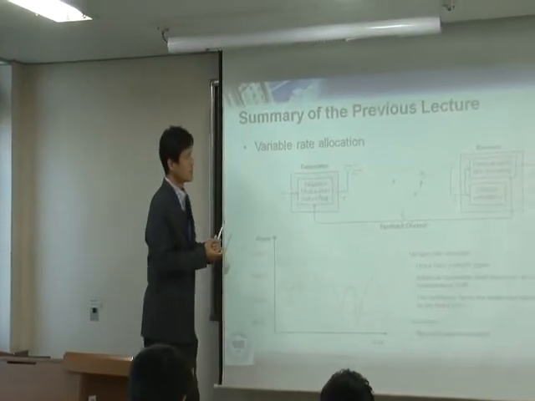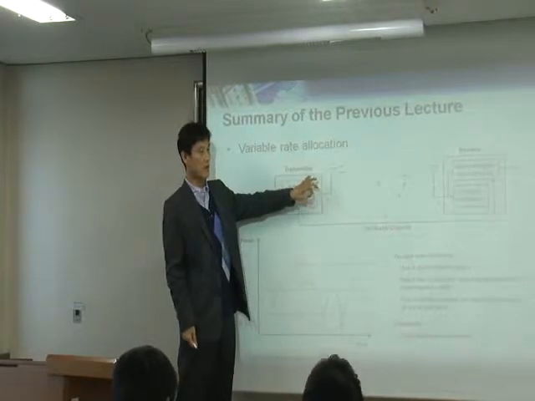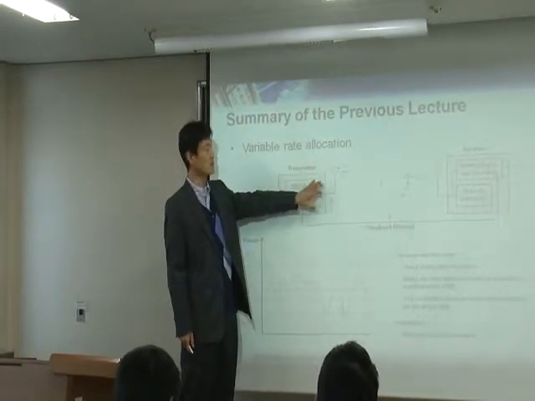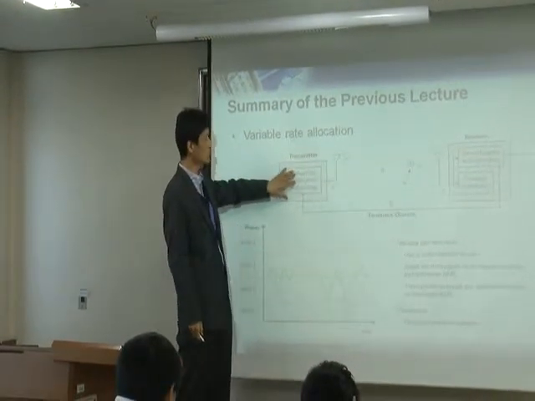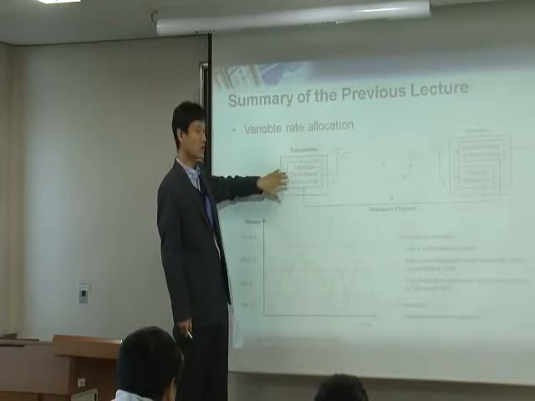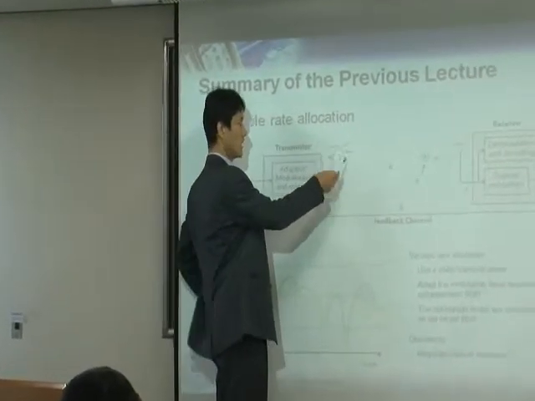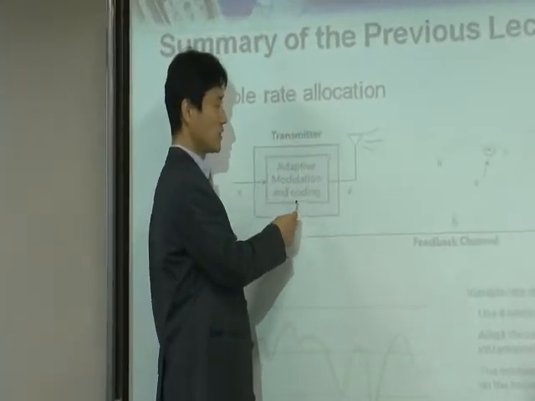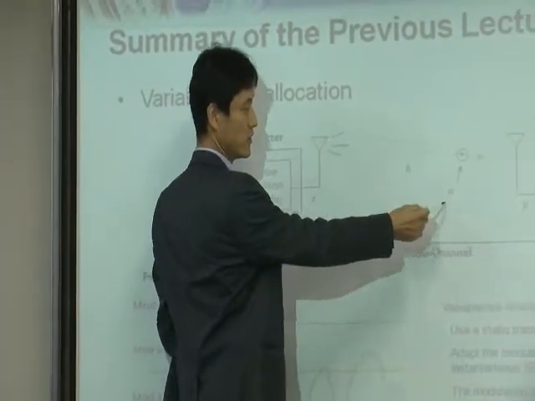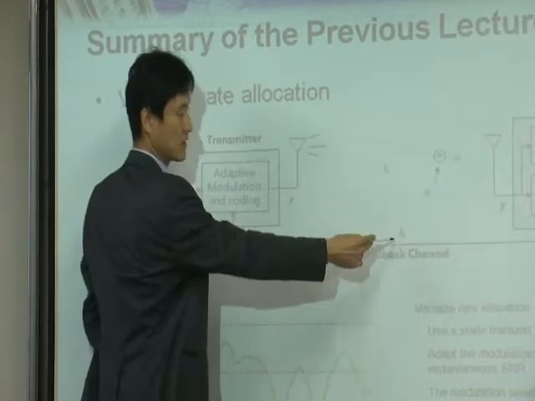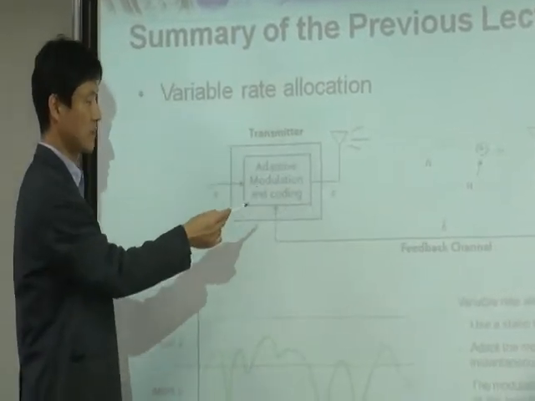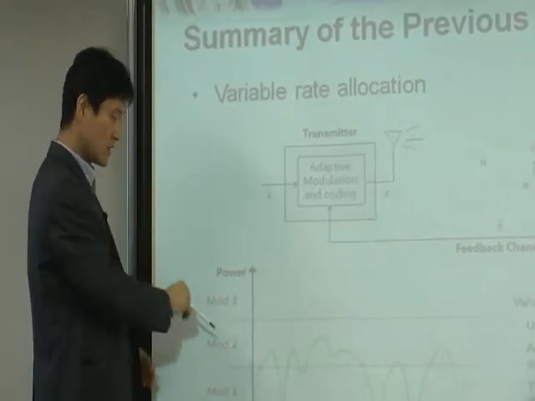Another way is that maybe we can fix the power, okay? Make a constant power, but we want to change the modulation coding depending on the channel. Again, since you adapt your modulation coding depending on the channel, you again have to feed back the channel estimation. Okay, and then here's an example.